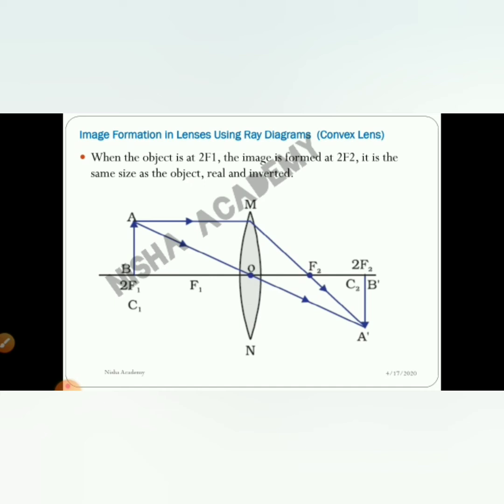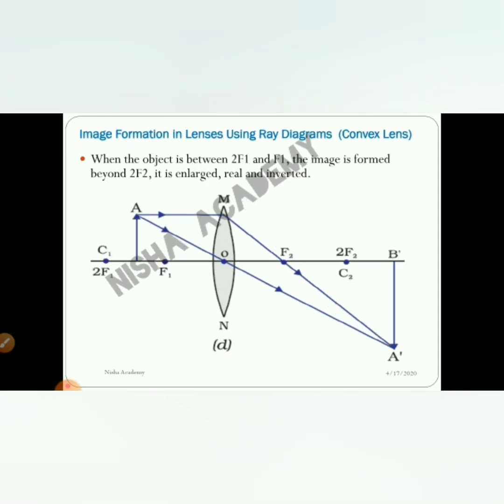When the image is found below the principal axis, it is called a real image, and the image is called an inverted image. Now check the next figure, that is the fourth position.